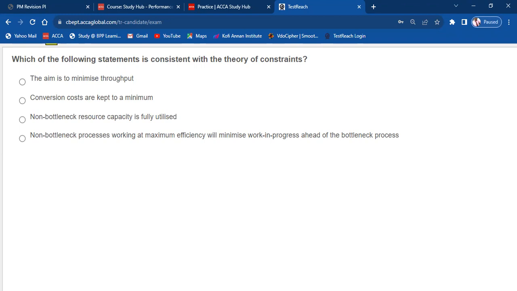Yes, D as well. D should be ruled out. Conversion costs are kept to a minimum. Conversion, that is D. Non-bottleneck processes working at maximum efficiency will minimize work in progress ahead of the bottleneck. Of course, that's just a repetition, more or less, of C. So D is also ruled out.